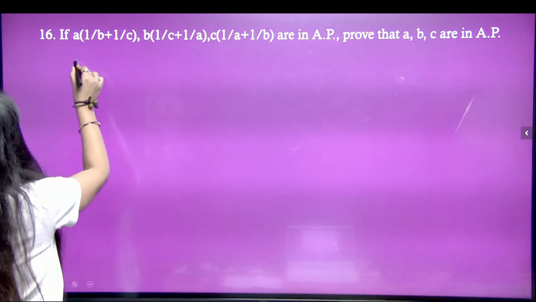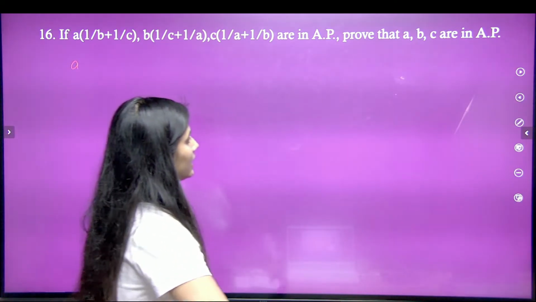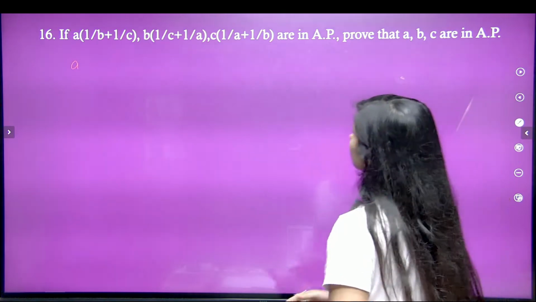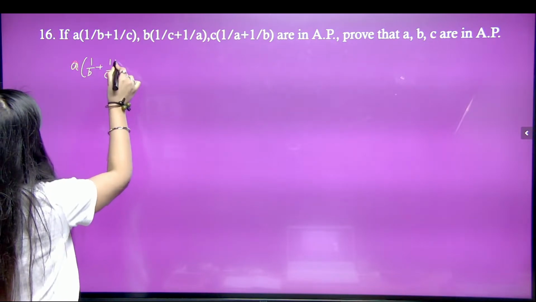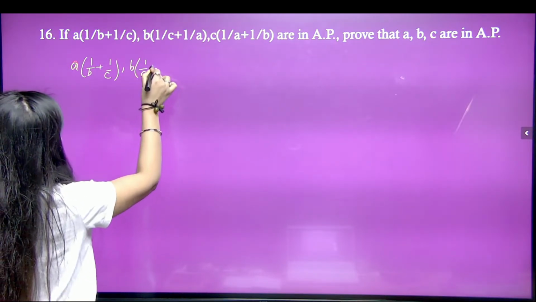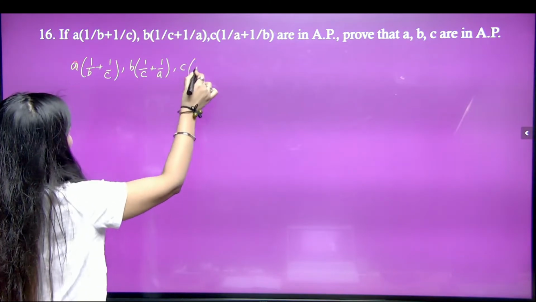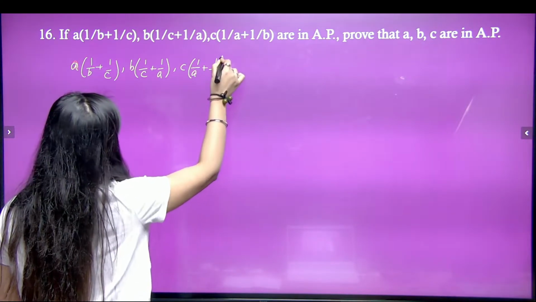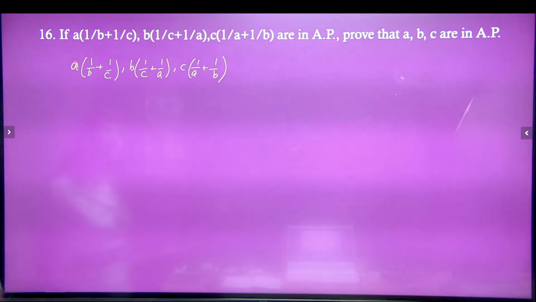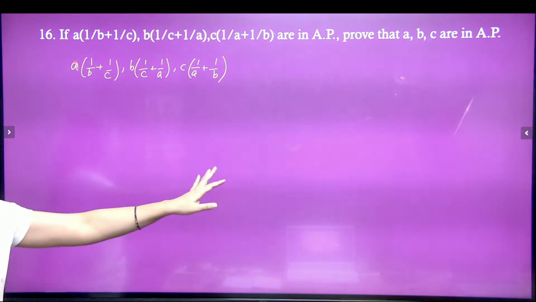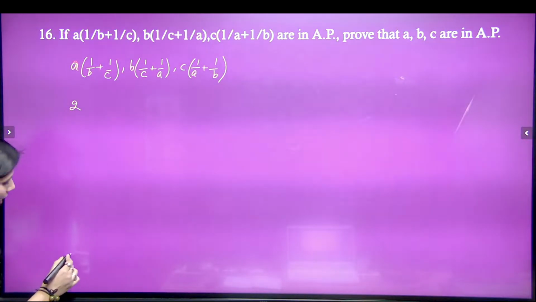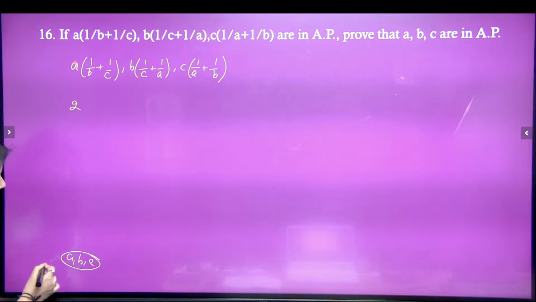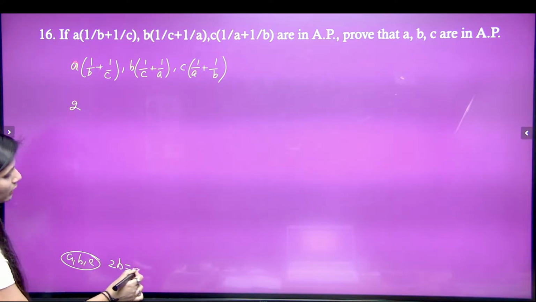The question says A(1/B + 1/C), B(1/C + 1/A), C(1/A + 1/B) are in AP. So for AP, what should we have? Second minus first is equal to third minus second. Okay. So here what we are going to do, twice of second term. We can say A, B, C are in AP, then it can be written as 2B is equal to A plus C, isn't it?